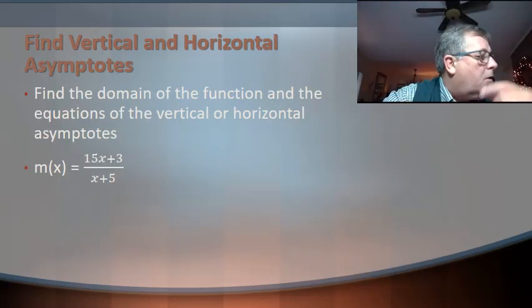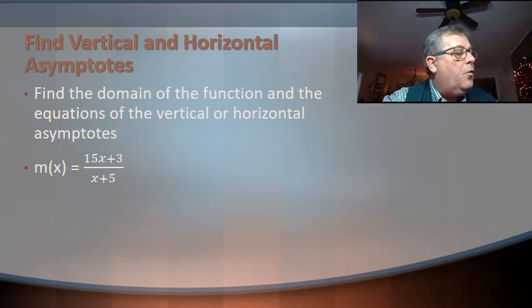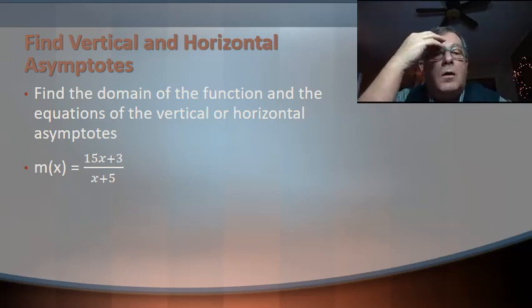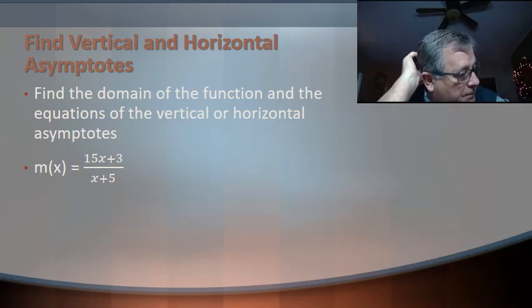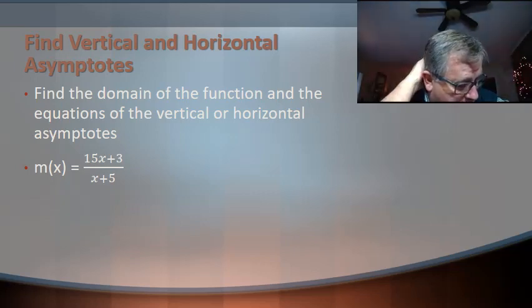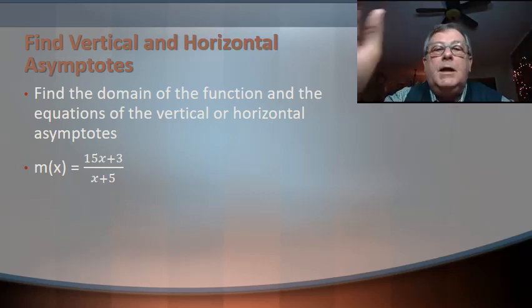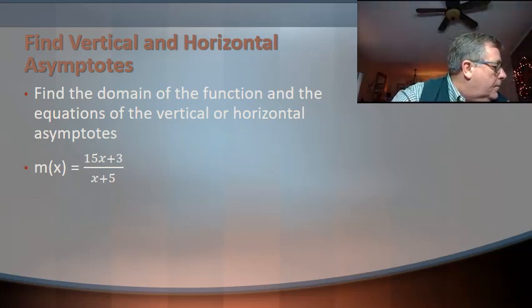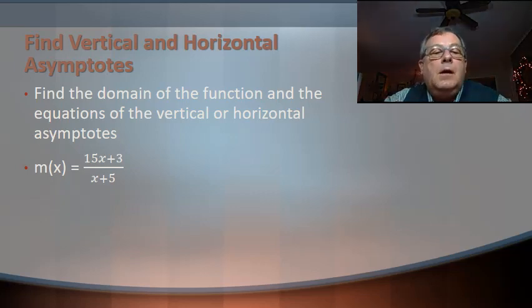Okay, so now I'm over here on the page where it goes from page 131 to page 132. This is example 1, where we're looking to find vertical and horizontal asymptotes. This particular slide corresponds to guided practice 1, which is found on page 132. And what are we being asked to do? We're asked to find the domain of the function and the equations of the vertical or horizontal asymptotes.